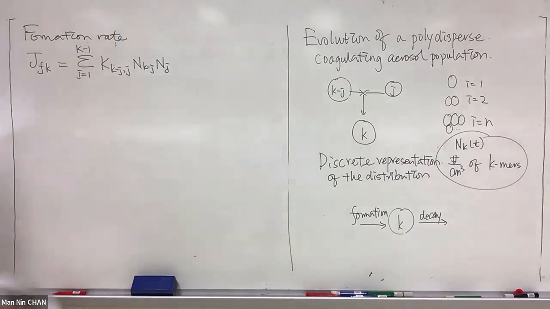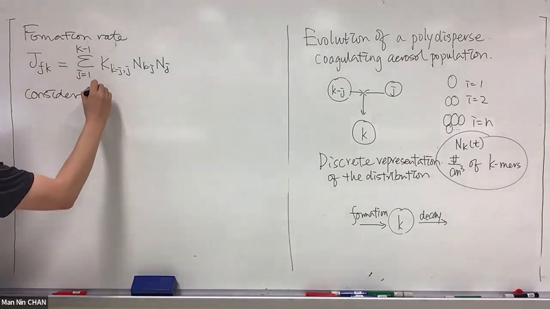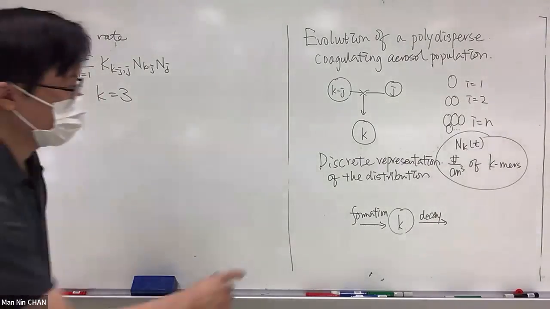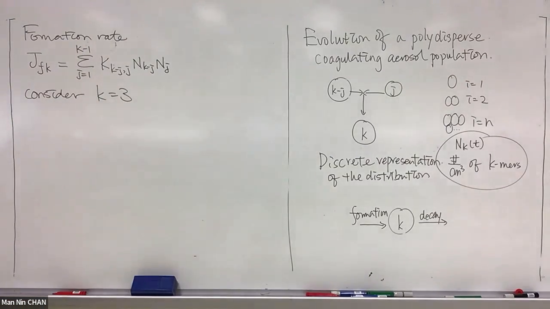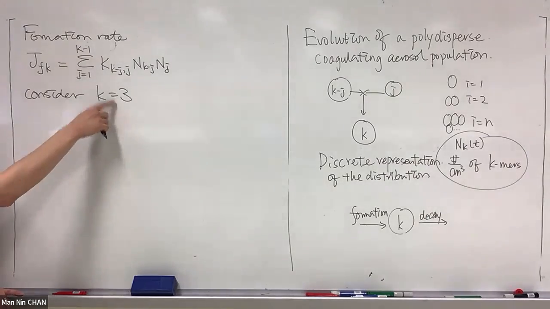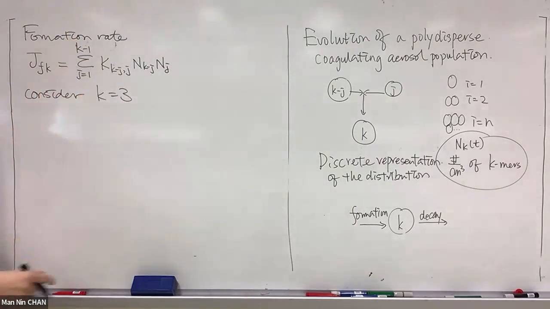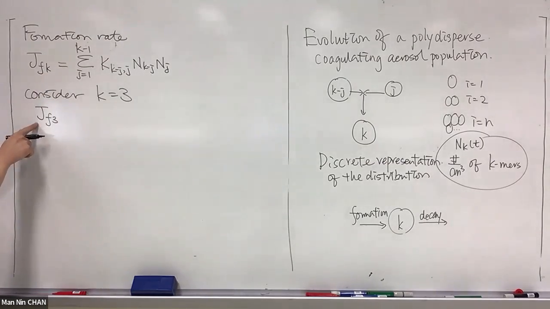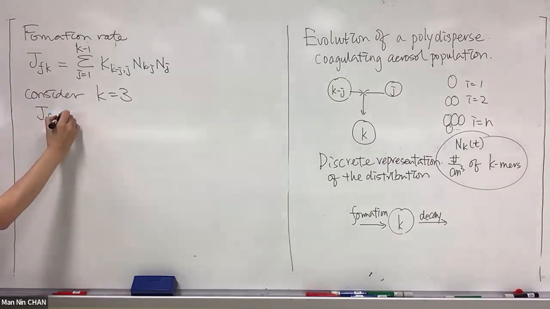This may be complicated, but we can give you some examples. So let's say we want to form a K-mer where K is 3. So let's say I want to form a K-mer, and now the K-mer is a trimer. Trimer means 3. So if we set K equal to 3, then you can just write down this equation. That means I want to form a trimer in this case. So this is the formation rate of my trimer. Set K equal to 3.